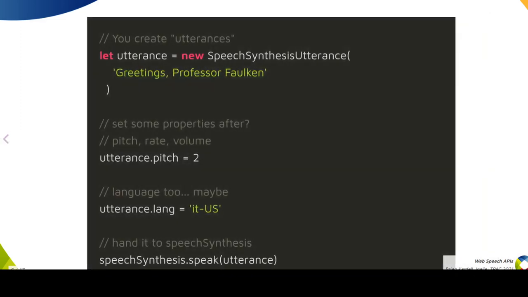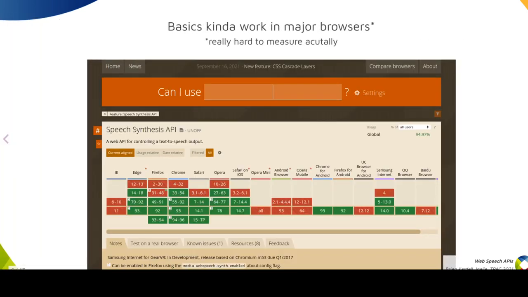If you don't know about them, the API surface, the basics are fairly simple. You create this speech synthesis utterance, giving it a string. It has some simple properties, pitch, rate, volume, language, and you pass that to the speech synthesis global and ask it to speak the utterance. So the basics of text-to-speech are pretty straightforward.